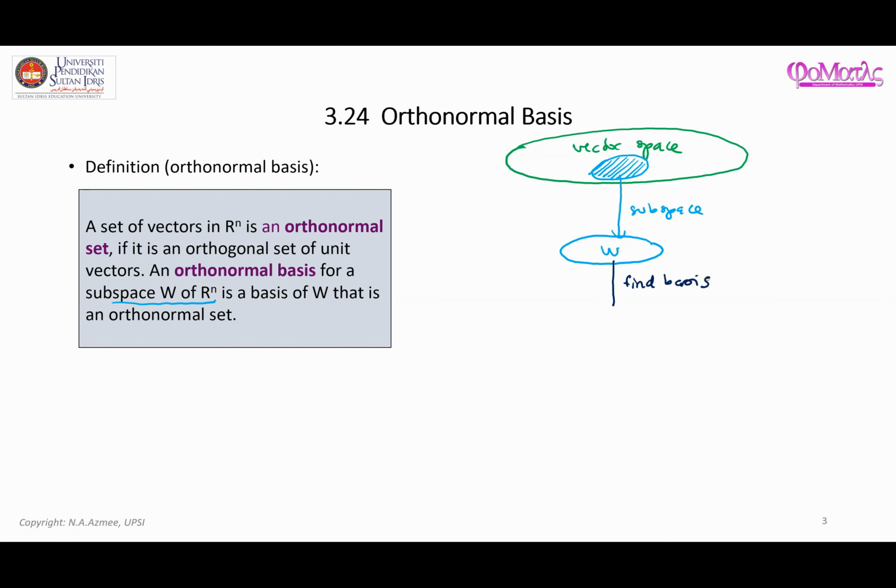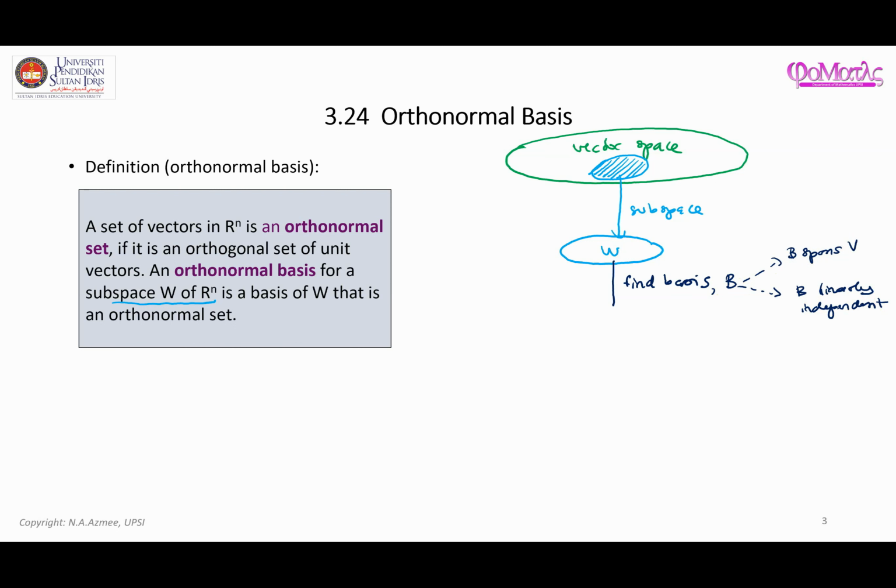To find a basis, there are two conditions that you have to fulfill. Let's say we call the basis here B. In order to be a basis, B has to span the vector space, and B has to be linearly independent. So that's the idea of a basis of a subspace.